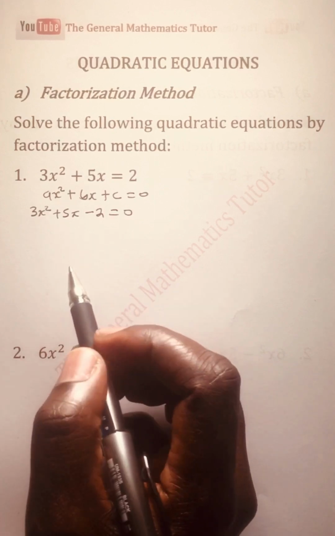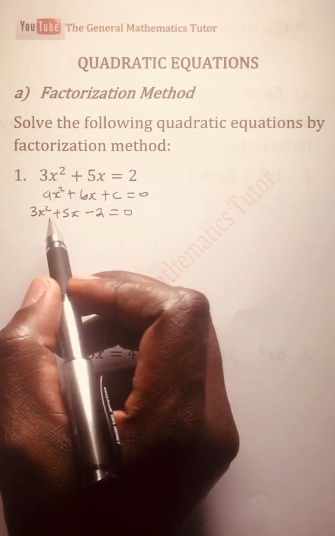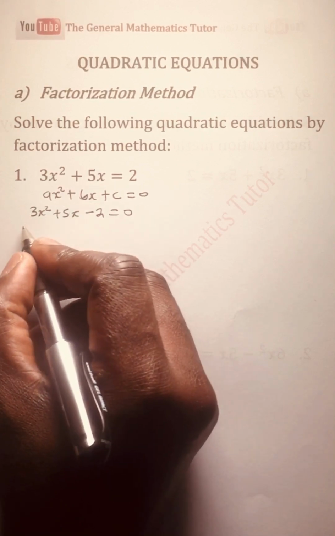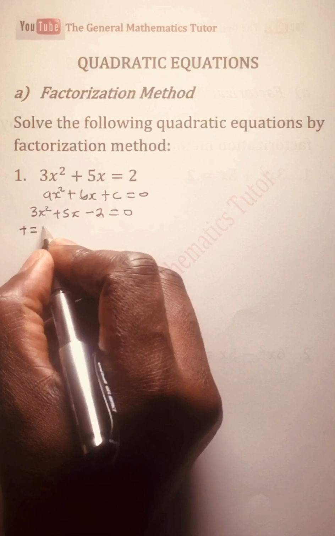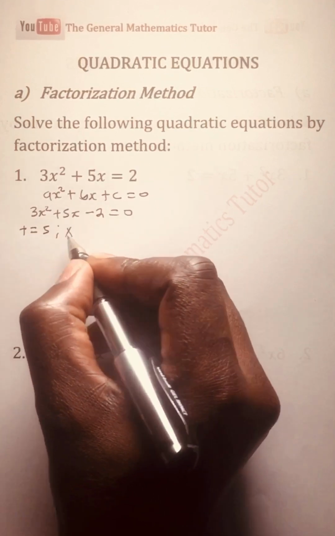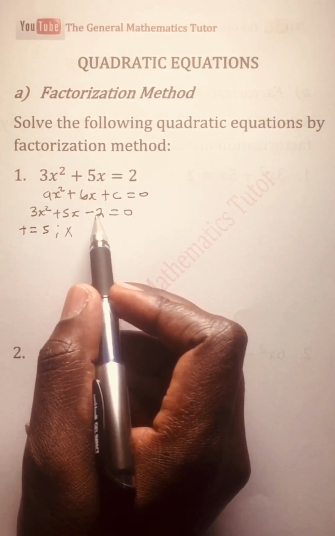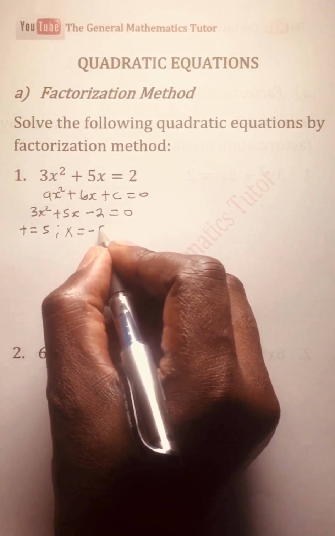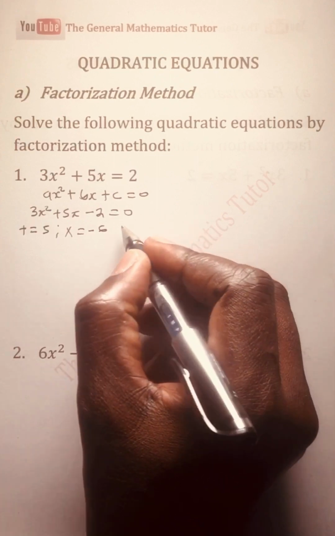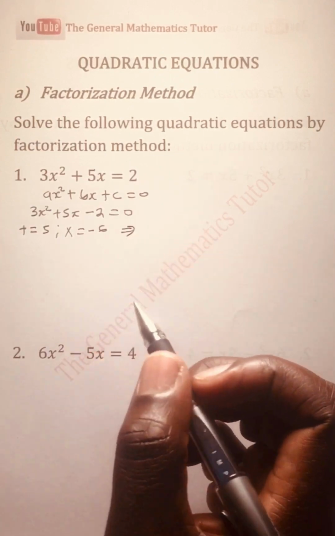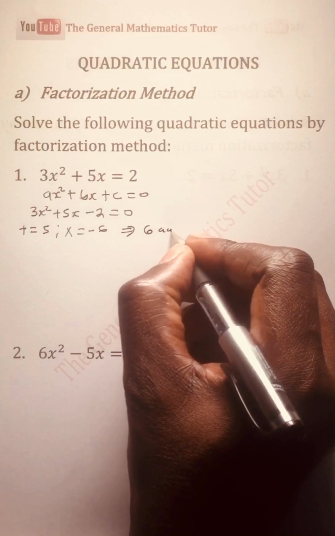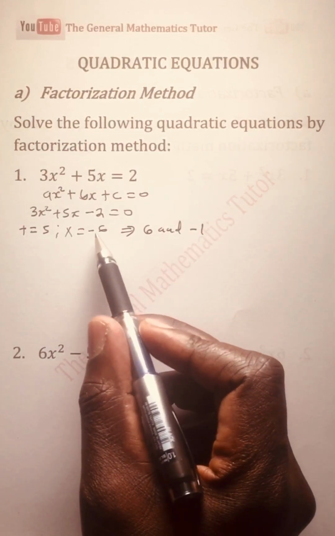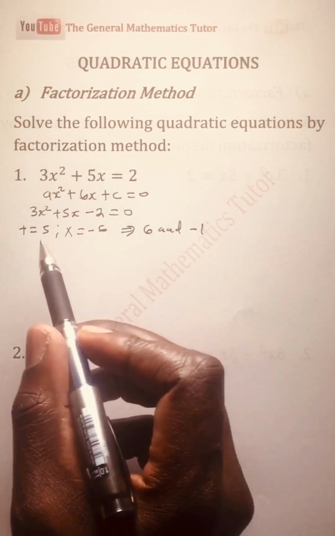The next thing is to look for two numbers whose sum is the same as b, and in this case b is 5. So we look for two numbers whose sum is 5 and whose product is the same as a times c. In our case, that is 3 times negative 2, which is negative 6. You will find that those two numbers are 6 and negative 1. Multiplying 6 times negative 1, you get negative 6, and 6 plus negative 1 gives 5.